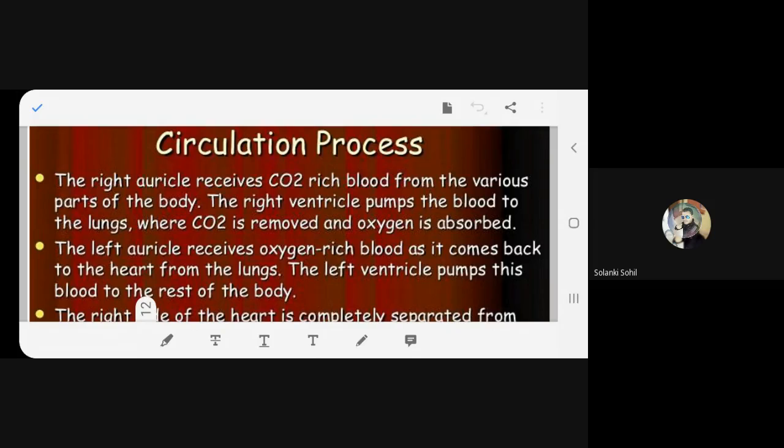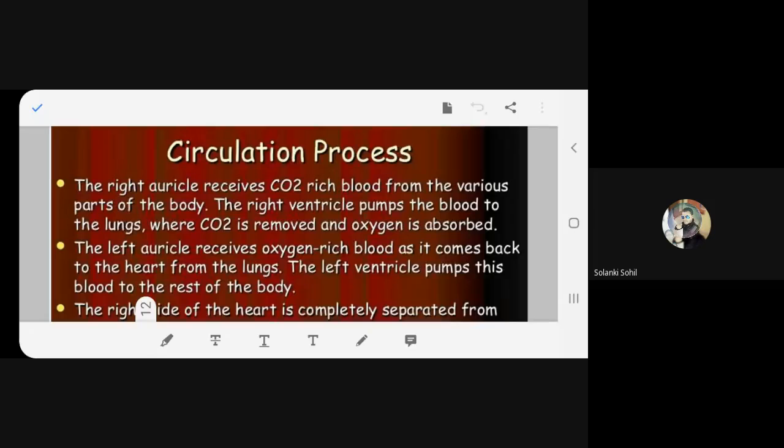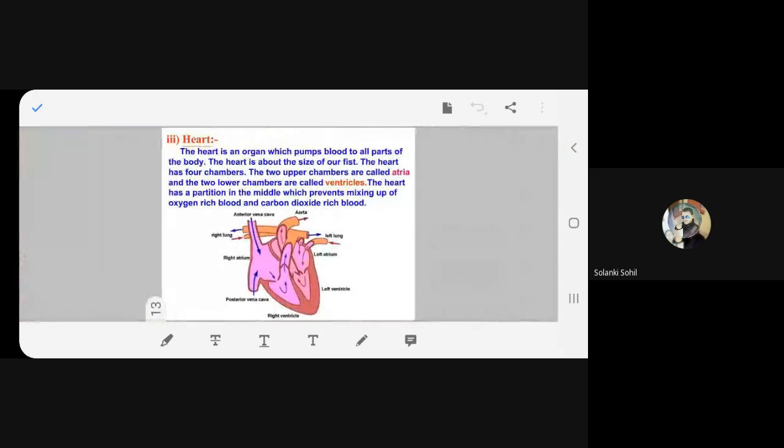Okay, ma'am. Carbon dioxide rich blood from the various parts of the body. The right ventricle pumps the blood to the lungs, where carbon dioxide is removed and oxygen is absorbed. The left auricle receives. That's it. We'll do one by one.